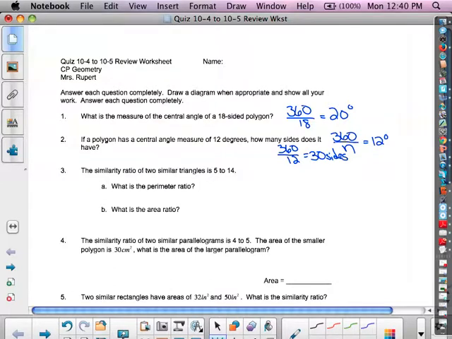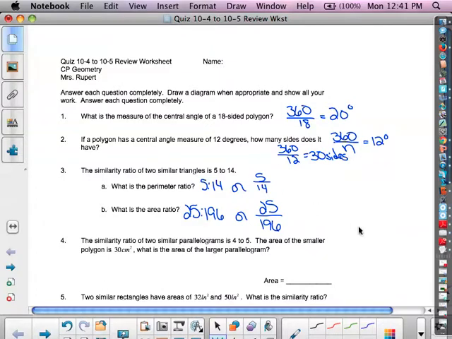Number 3, the similarity ratio of two similar triangles is 5:4. So the perimeter ratio is 5 to 4, also written as 5 over 4. The area ratio will be 25 to 16, also written as 25 over 16.